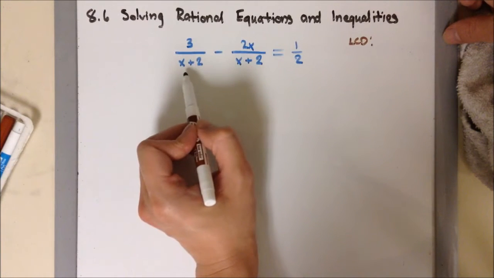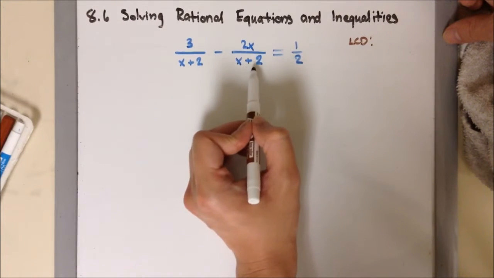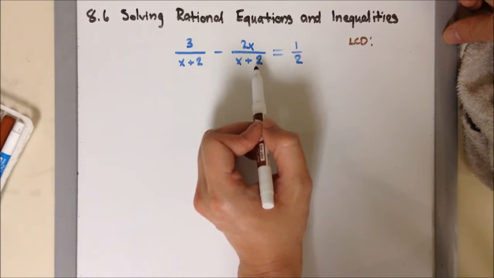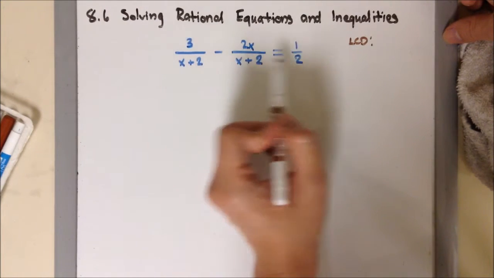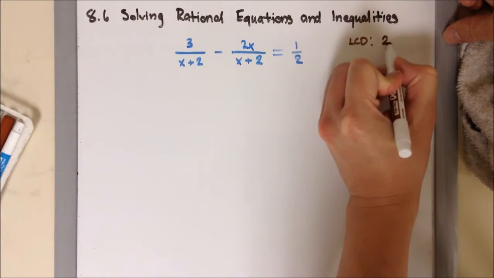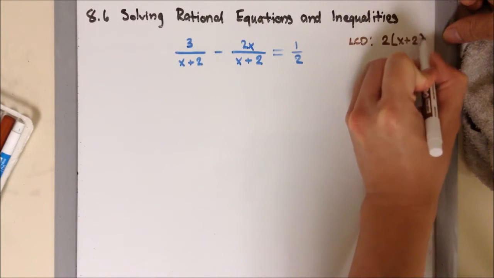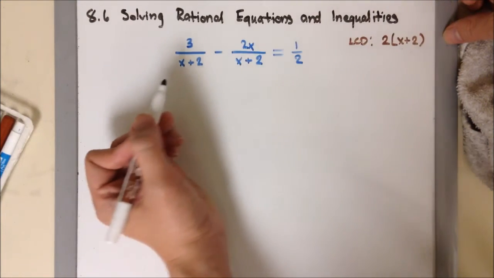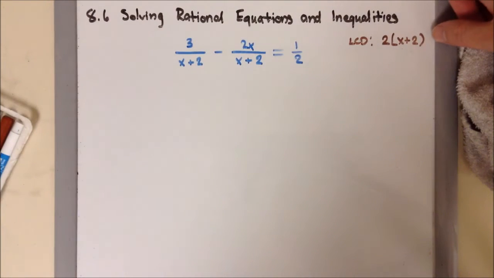Now both of these fractions have x plus 2, which is good. And the last fraction, the one on the right, is just 2. So the 2 and x plus 2 are two different factors, meaning that when we're solving, we need to have all fractions with a denominator of 2 and x plus 2. So it should be in the form of 2 because of this denominator, times x plus 2 because of these two denominators. So I formulate my LCD in this form, 2 times x plus 2.